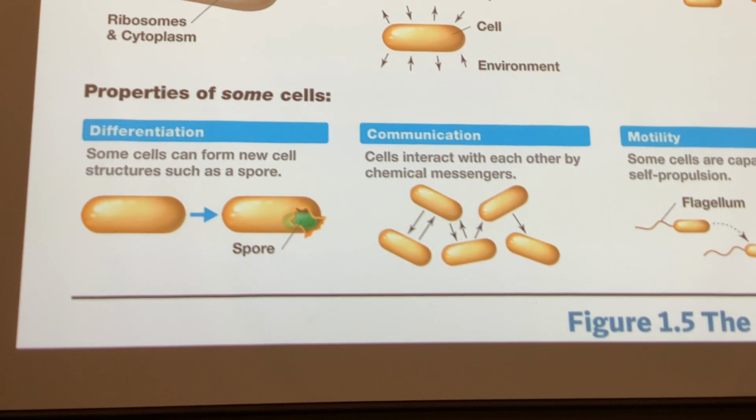A lot of cells communicate, meaning they pass chemicals back and forth to each other, and they respond based on those chemicals. It's like if I tell you to do something, you could choose to do it or not, but I'm giving you information that you then process and respond to. It's the same idea, but now we're using predominantly small molecules or small chemicals in the microbial world. Some cells are also motile.